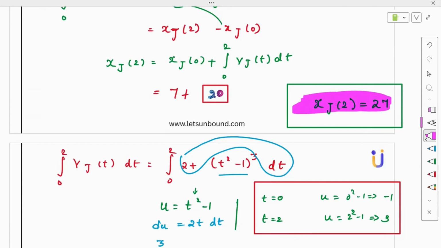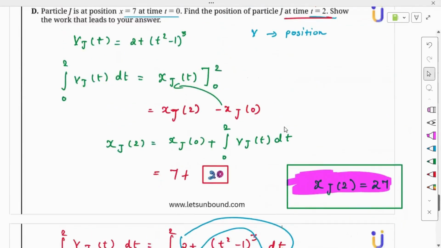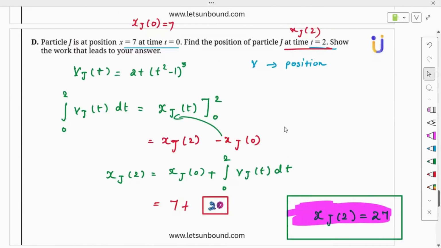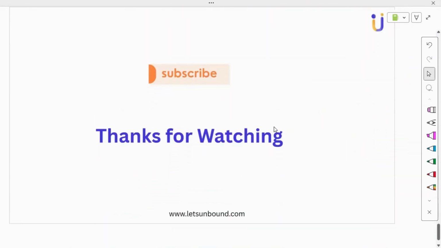And you should show this u substitution too. That's it, this is the wrap. We have completed all four parts. That's the wrap for FRQ 5 we have solved today.